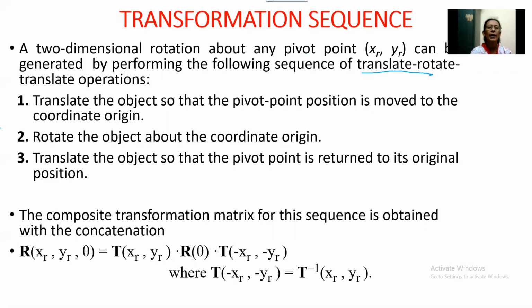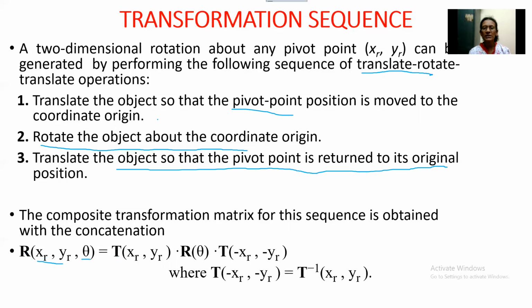So I translate the object so that the pivot point position is moved to the coordinate origin. Next, I rotate the object about the coordinate origin. Then I translate the object so that the pivot point is returned to its original position. The composite transformation matrix can now be obtained as R xr yr theta, that is, rotation by theta about the fixed point xr yr.